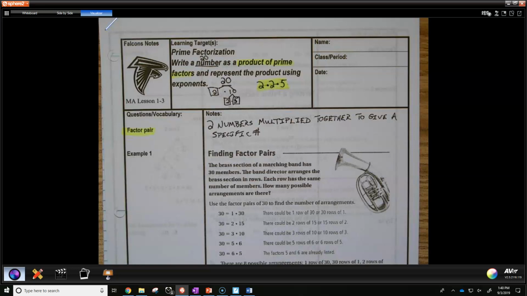10 times 10. So 10 and 10. 50 times 2. 100 times 1. 1 and 100. 4 and 25. 100 times 3 gives me 300. I don't think we did 2 of them.